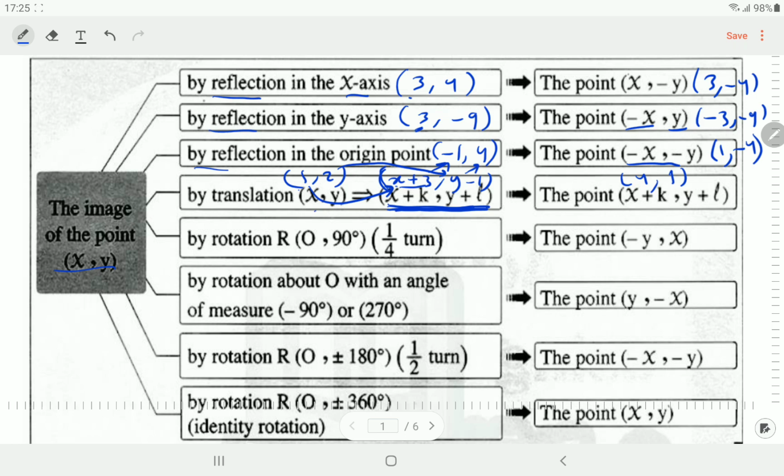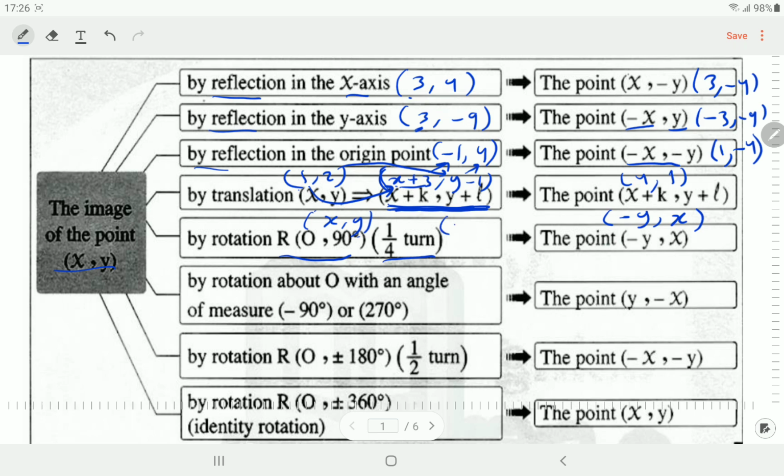Now focus with me on rotation. We have many names for rotation, like a rotation about the origin point by 90 degrees, or a quarter turn. Don't forget, if you have a point (x, y) rotated about the origin by 90 degrees or a quarter turn, you will change y and flip. It's like you will make a commutative replace. Flip and change y. Don't forget that.